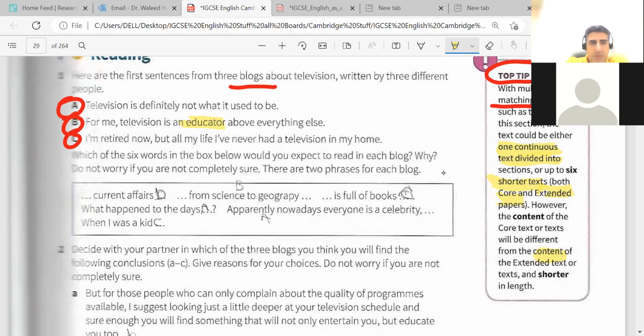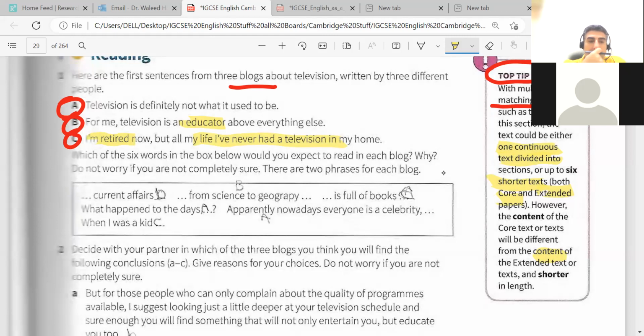The next one, the last one: I am retired now. What does retired mean? Retired means stop going to work, like your grandfather or grandmother, for example. You can say my grandma or my father is retired. He's over 60 years old. But all my life, I've never had television in my home. So this person, shabab, doesn't have a TV in his home. However, he is old, he's over 60, but he has no TV in his home.